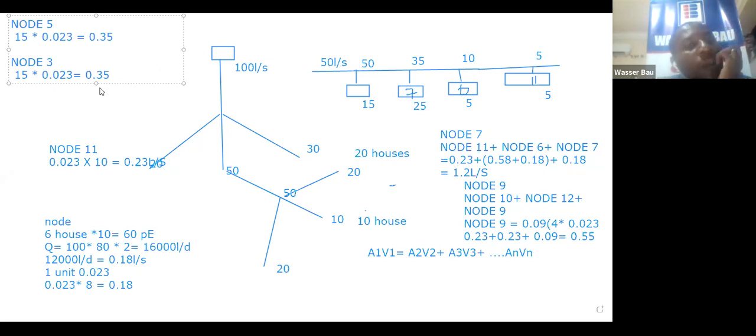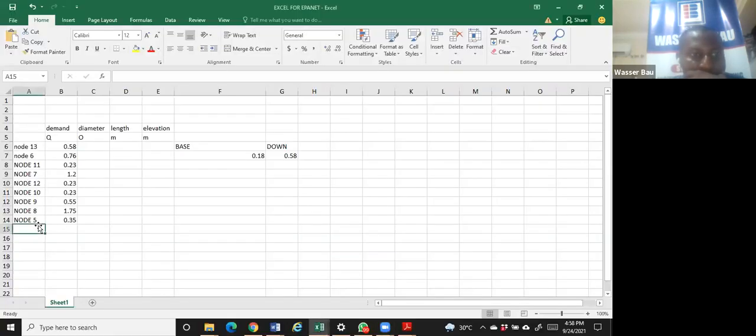Okay, I want us to finish this in the next 5 minutes so I can go and design the pipe, and that will be the end. Detailing is something we can discuss later. So this is 0.35. Back to my Excel. Node 3 is also 0.35.